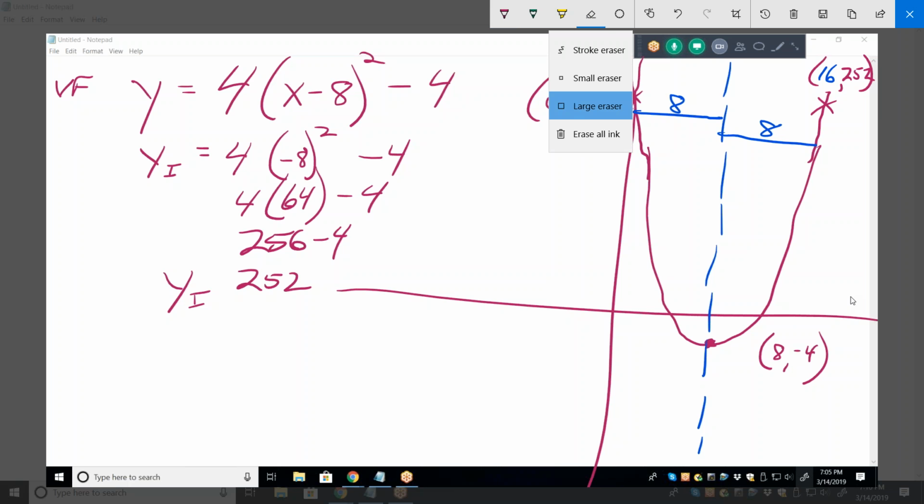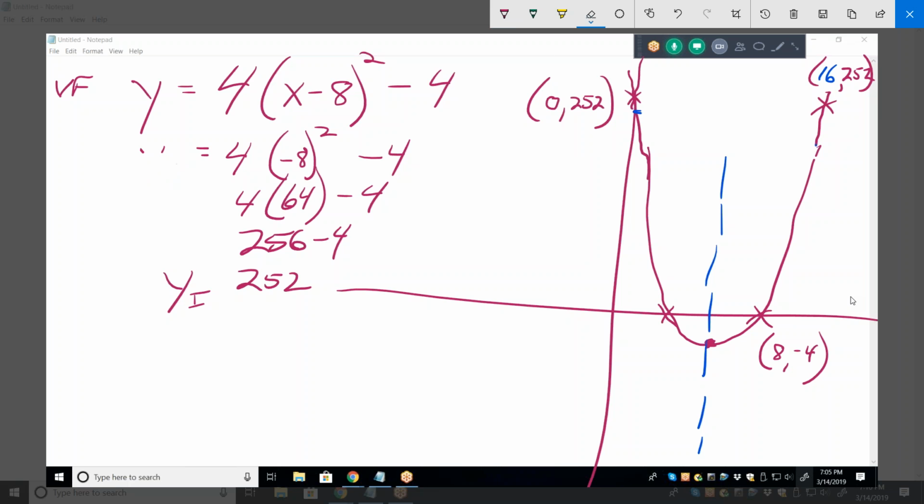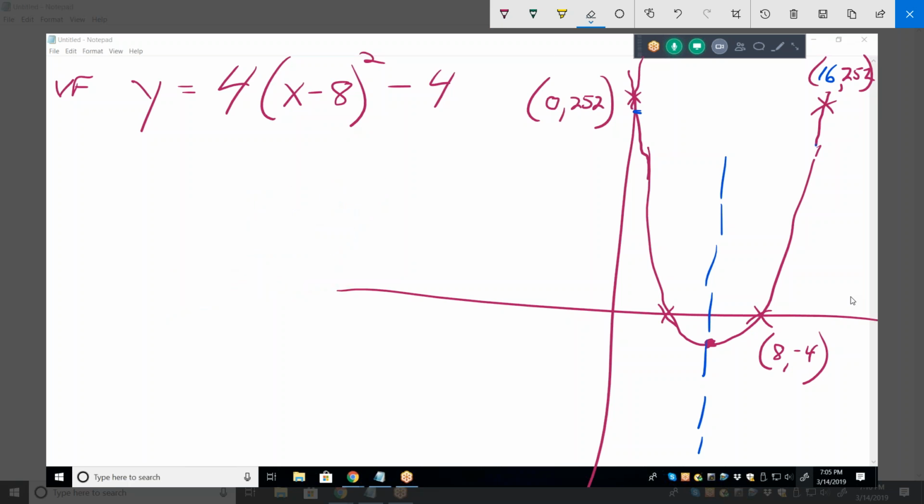Now, let's find two other points. It just occurred to me why teachers ask for 5 points, because they want you to do it both methods. Okay? In other words, now I'm going to find this point and this point, the x-intercepts. So how do I find the x-intercepts based on that formula?